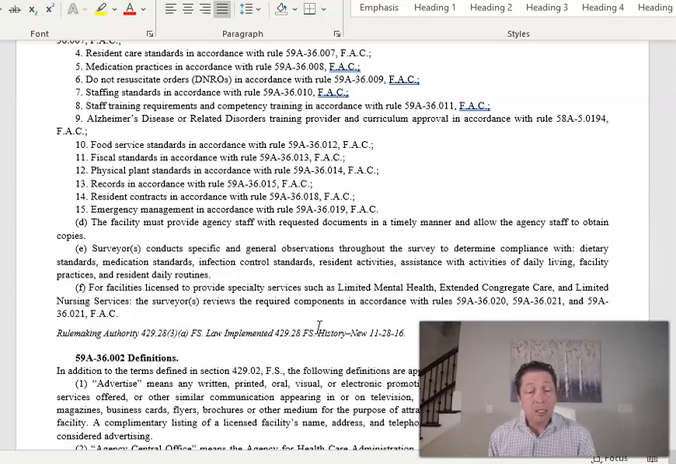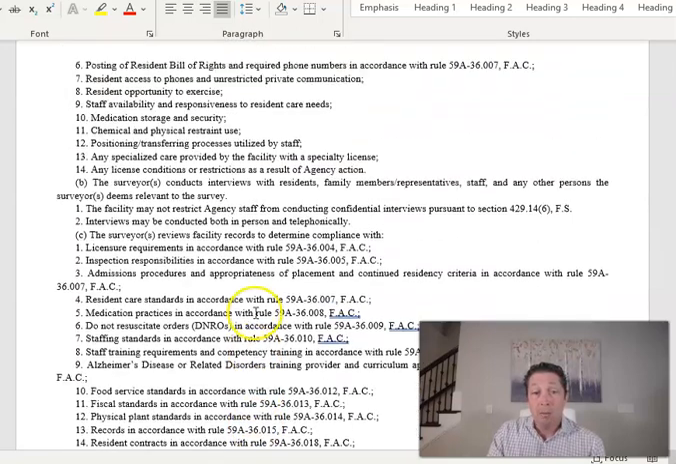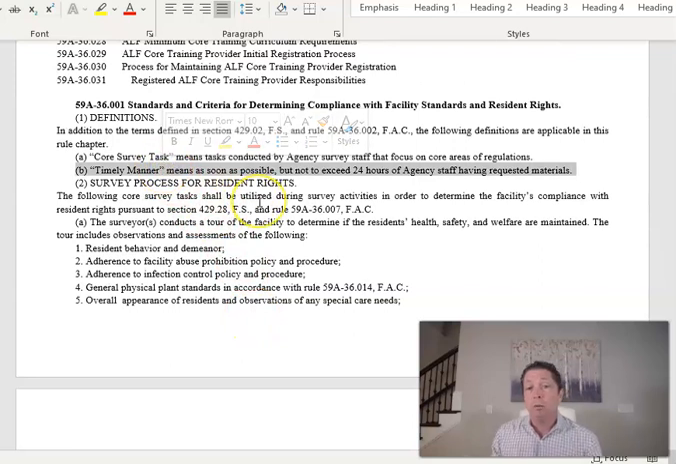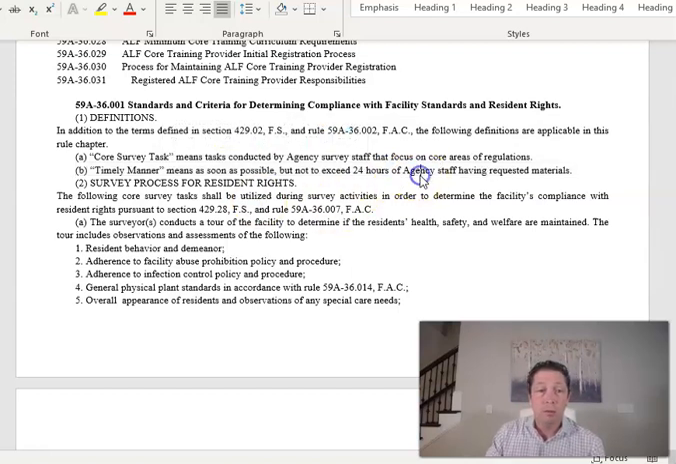Facilities licensed to provide specialty services such as limited mental health, ECC, limited nursing services, the surveyor reviews the required components in accordance with 59A. So I think it said up here at the top, timely manner. Let's just go back and review what that says. Timely manner means as soon as possible, but not to exceed 24 hours of agency staff having requested the materials, okay?